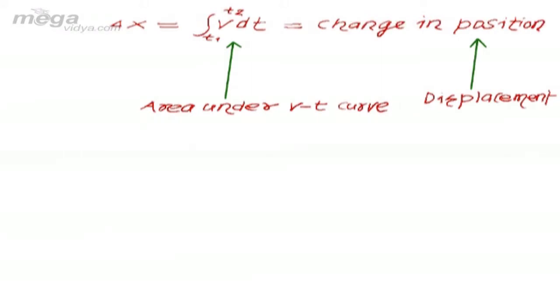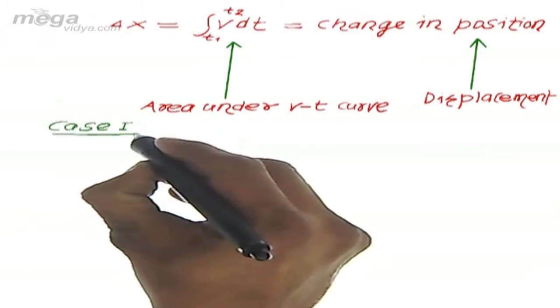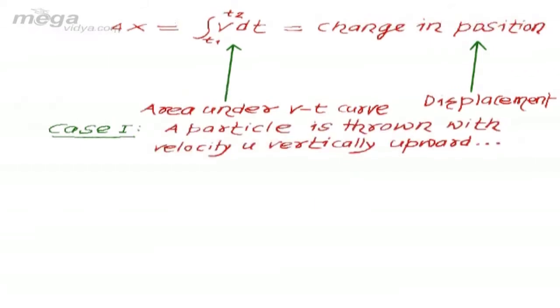See, I am talking here about a particular case. In the case which I am going to discuss with you, I am writing it here as case first. I am taking an event. Say, in the first case, we are considering a particle which is thrown with velocity u vertically upward.